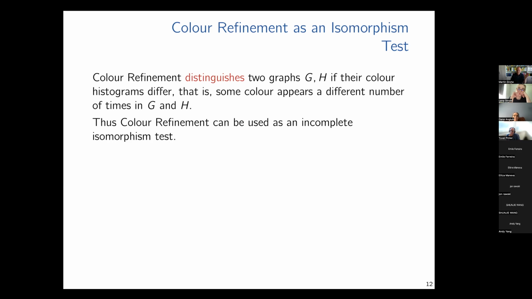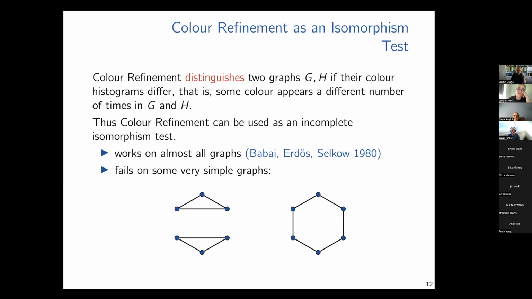So it's an incomplete isomorphism test, but since it's so efficient, it's always a good idea to use it as a first test and then maybe as a subroutine after other steps, for example, in a search tree. And actually it works on almost all graphs in a precise probabilistic sense. I don't want to go into it, but it also may easily fail.